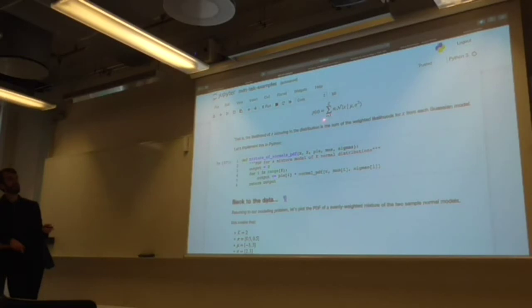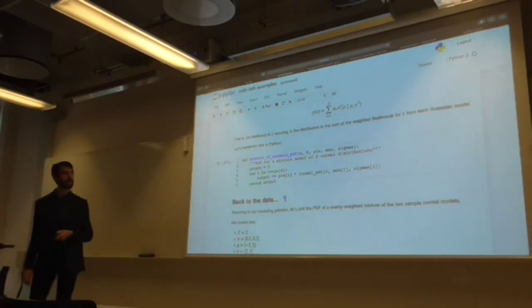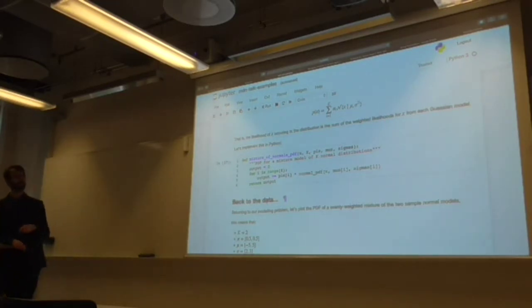The sum from i equals 1 to k of pi times the PDF of the normal distribution, or the particular normal distribution we're interested in. There should be a few i's in there as well. So that's not that complicated. It's just multiplying and adding numbers together. So this is much easier than the normal distribution equation. The way you read this function is the likelihood of x occurring in this distribution is the sum of the weighted likelihoods for x for each normal model. Gaussian model is the same as normal model.